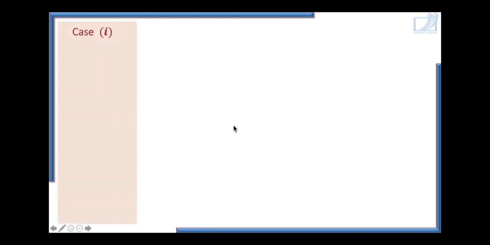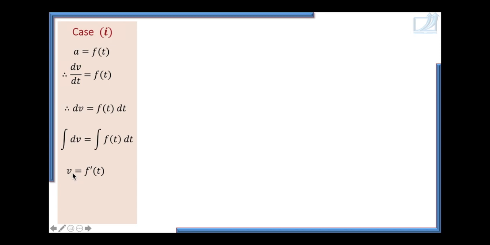Case 1. If acceleration is given as a function of time t, then replace acceleration by dv by dt and integrate the expression. Separate the variables, velocity on the left hand side, time on the right side, and integrate. And what you will get is the velocity time relation. Using this relation, you will be able to find velocity at any particular time instant.